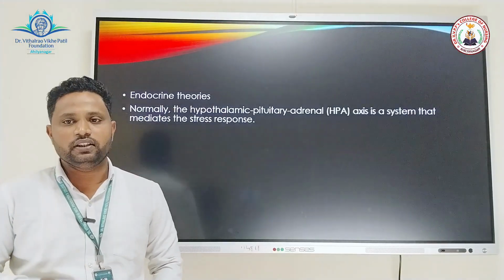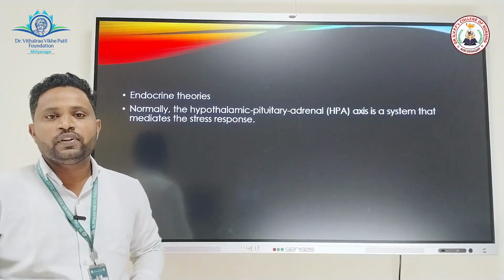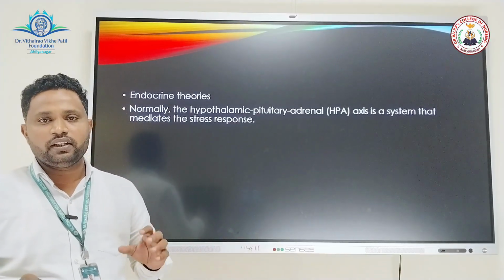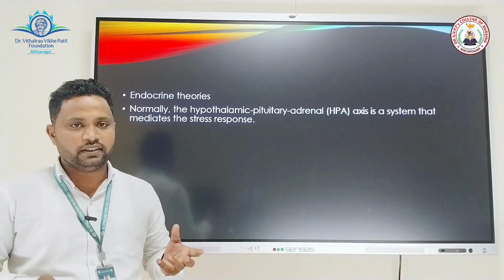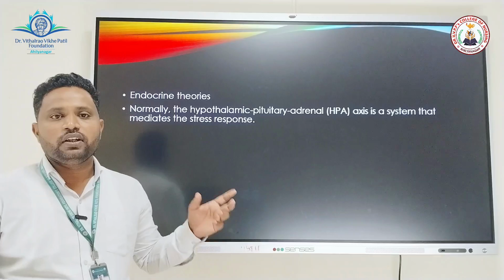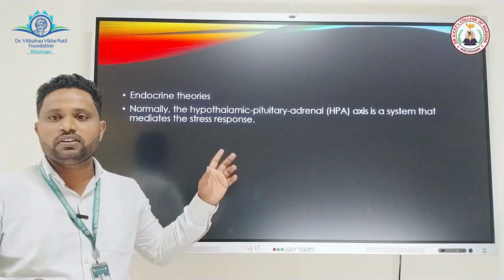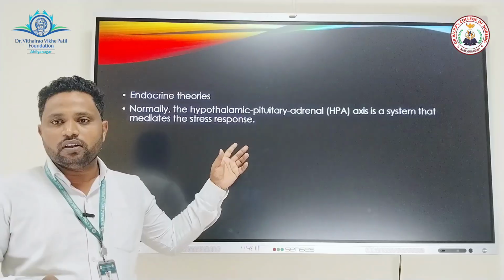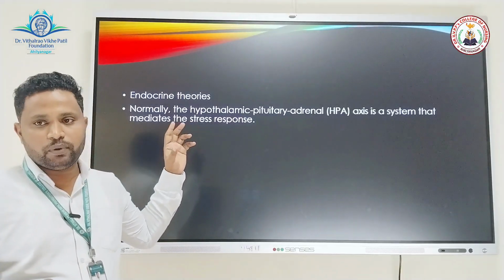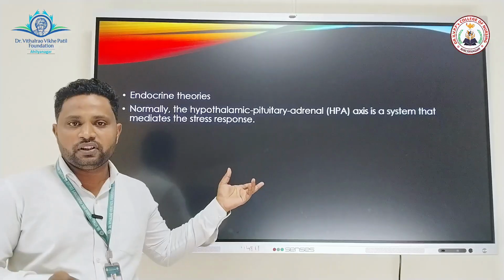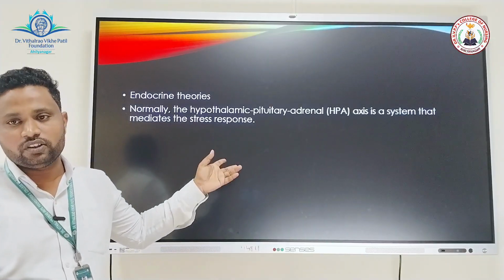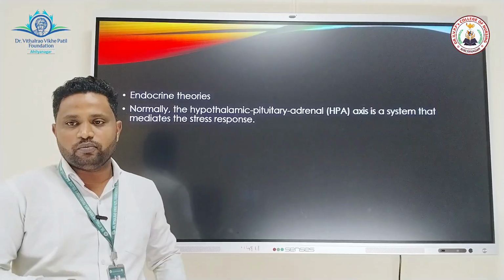Next is endocrine theory. According to this theory, the hypothalamic pituitary adrenal axis is a system in our brain that mediates the stress response. If the person experiences malfunction of this system, then that can create cortisol abnormality, that is the stress hormone.